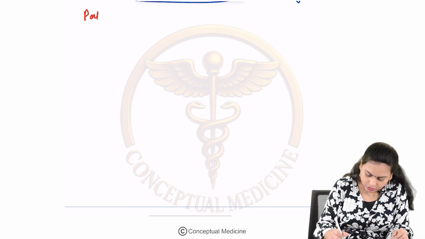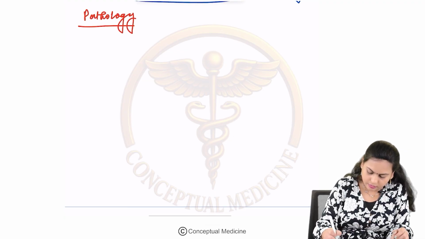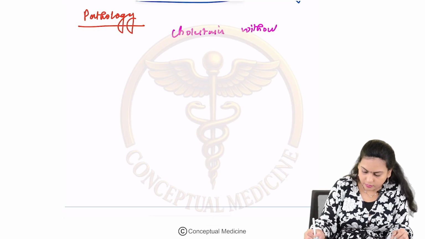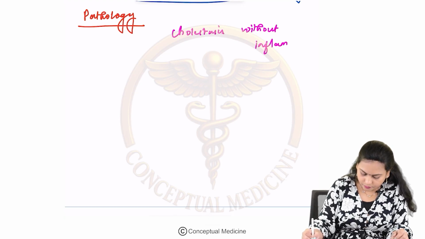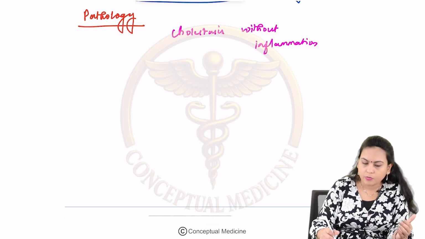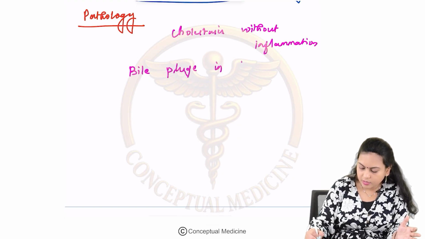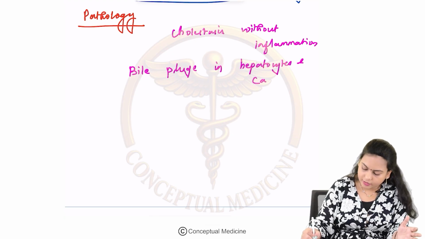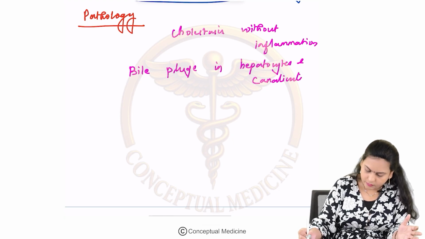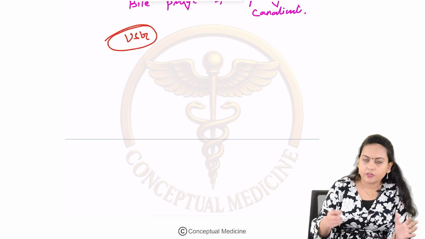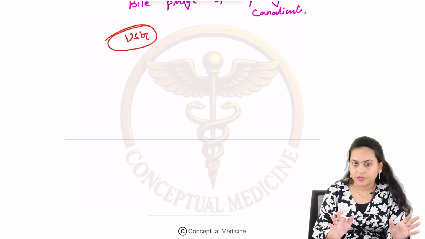If we see the pathology, there is cholestasis without inflammation. What is going to happen is bile is going to purge in hepatocytes and canaliculi. Clear? And if you check for any USG findings, they are not that specific.